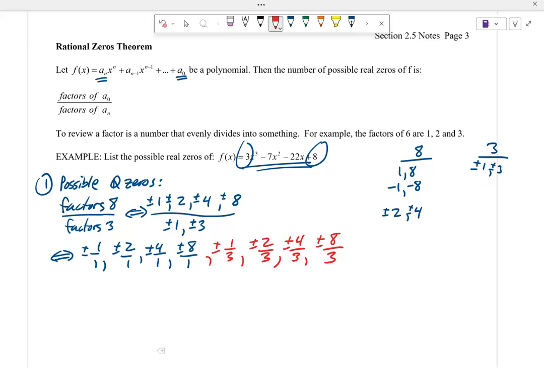And then just double check and make sure you didn't repeat any. Like, for example, if I would have had 8 over 4, which is 2, I would have said, oh, I already listed 2. I don't need to list it again, right? But I don't have any repeats here.